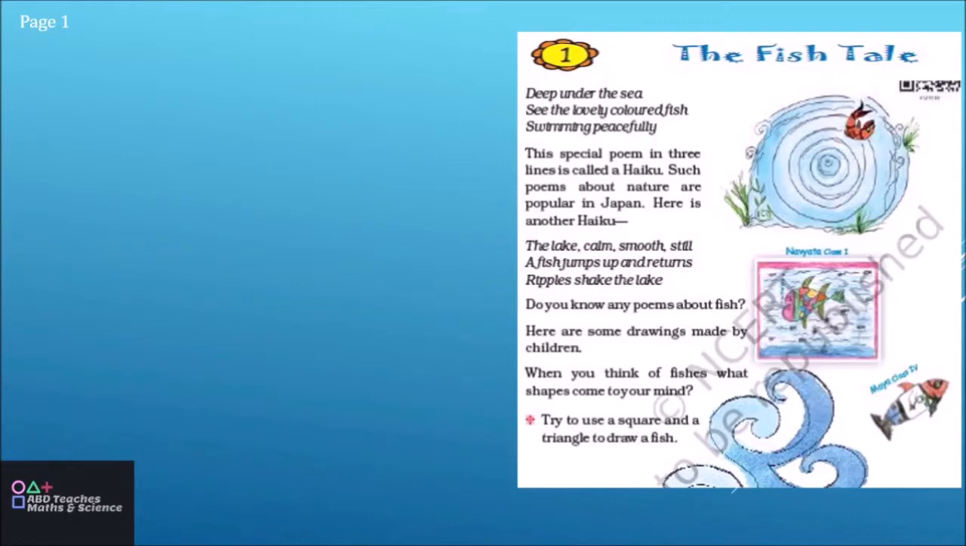This type of poem in 3 lines is called a haiku. Haiku is a Japanese word, and such kind of poem which describes nature is very much popular in Japan. Let us see one more haiku.